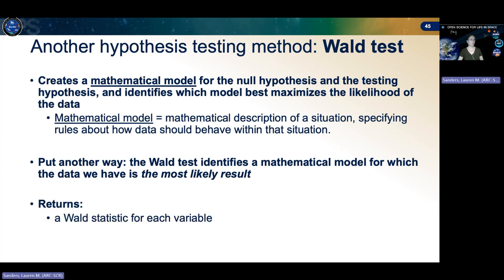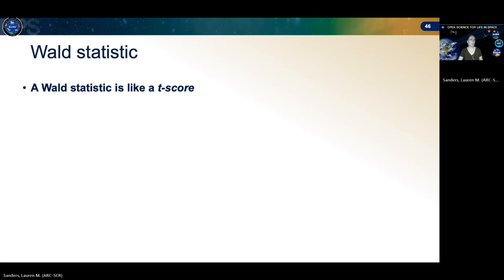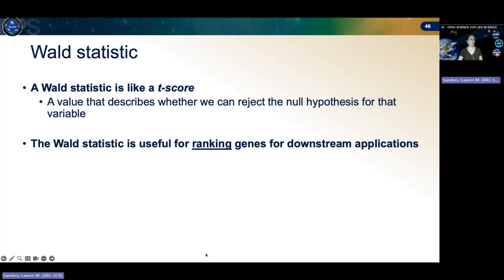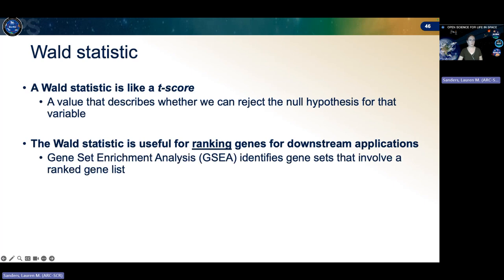So the Wald test returns a Wald statistic for each variable, and then a p-value, again, associated with each Wald statistic. So the Wald statistic is a lot like a t-score. It's a value that describes whether we can reject the null hypothesis for that variable, and it's useful for ranking genes for downstream applications. So we're going to use it to rank genes for gene set enrichment analysis.